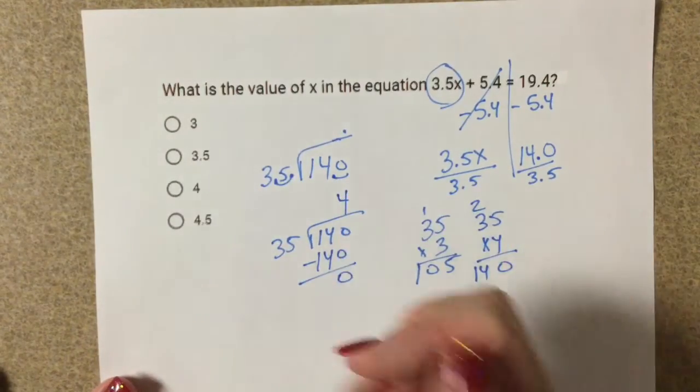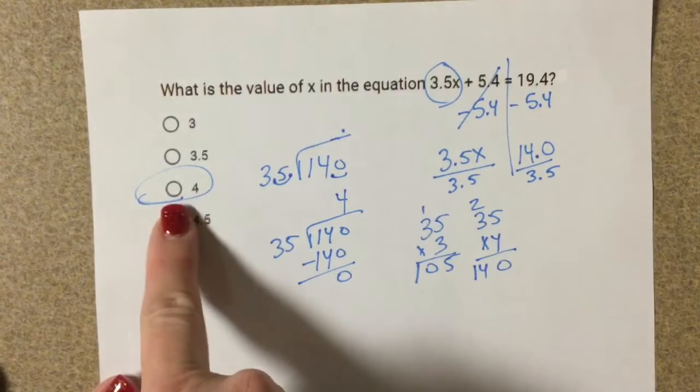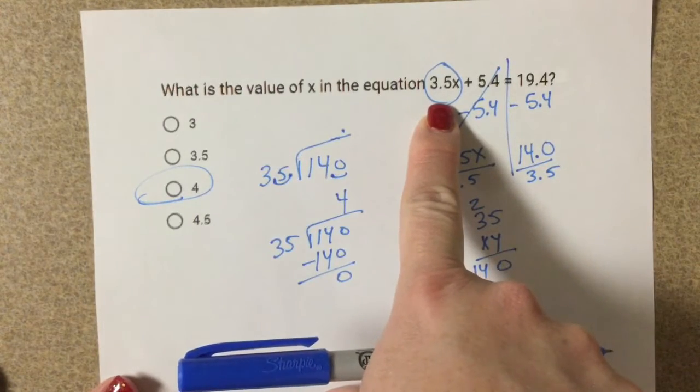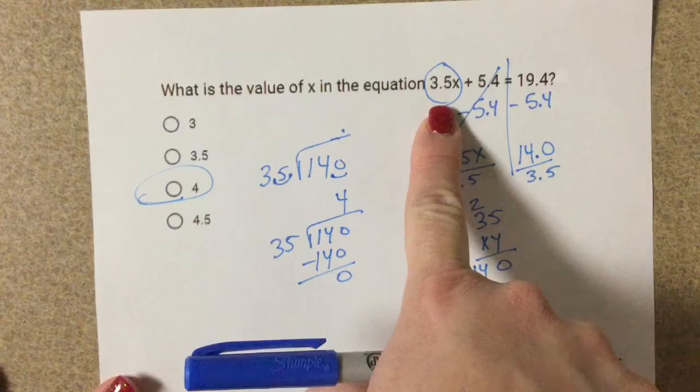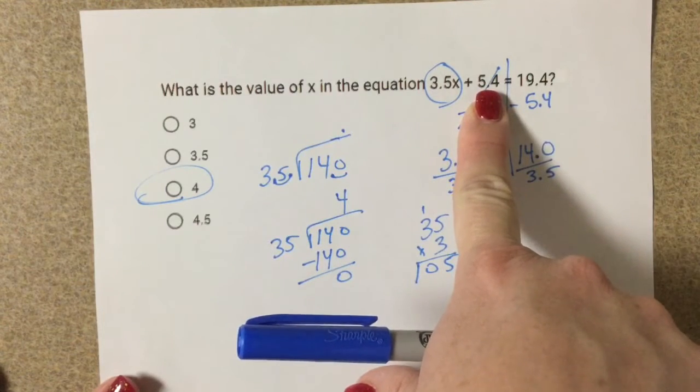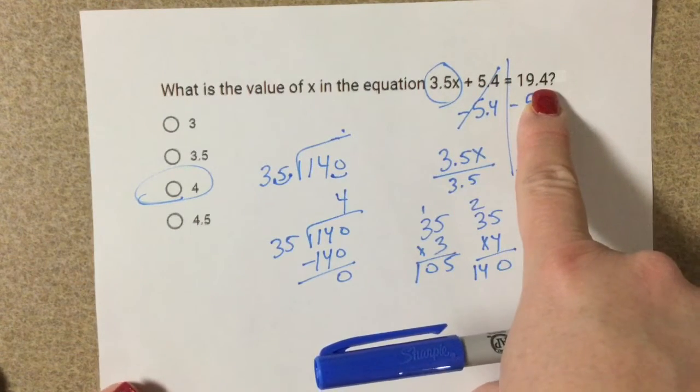So my answer is 4. If I take the 3.5 and multiply it by 4 and add my 5.4, then I'm going to get my 19.4.